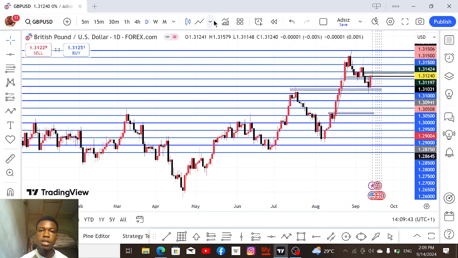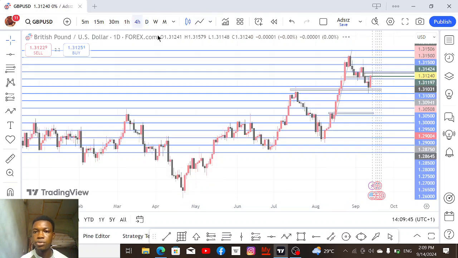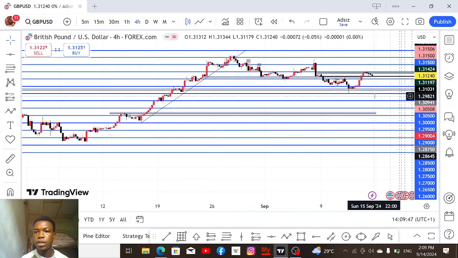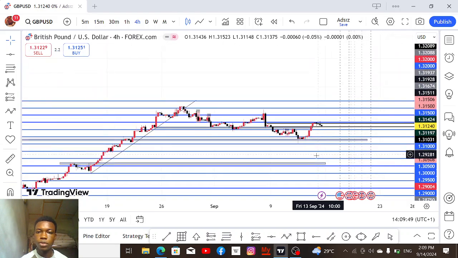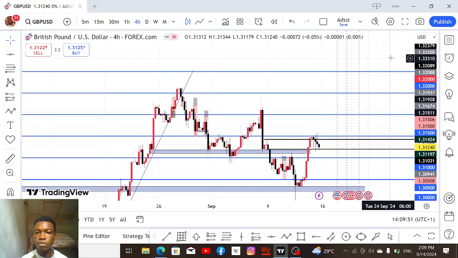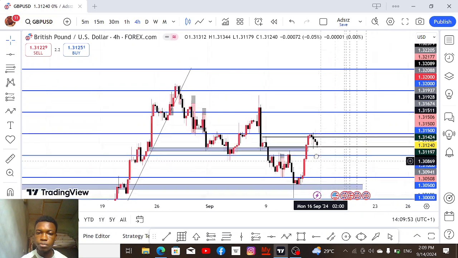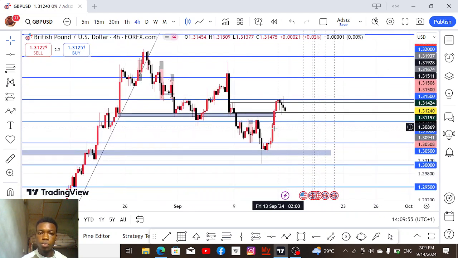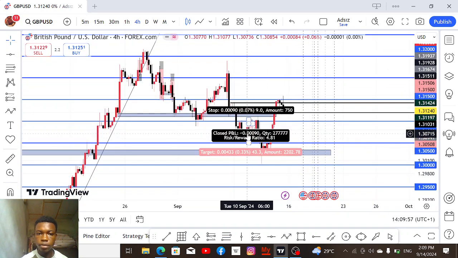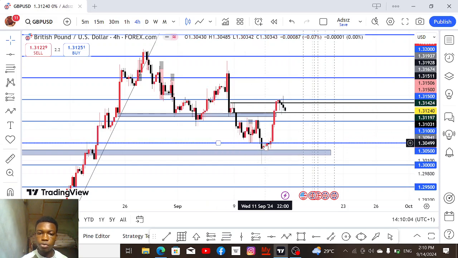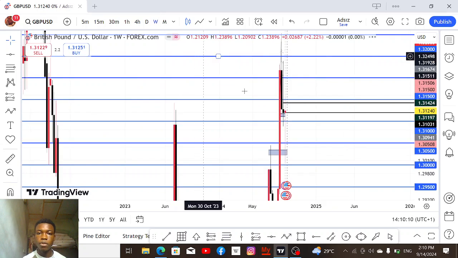So let me just take you guys to the 4 hours time frame first. Okay, you can see it. You can see the whole of this week, apart from Tuesday when we did sell, from Wednesday the whole of the week was just bullish. Look at it. Let's check the weekly time frame.